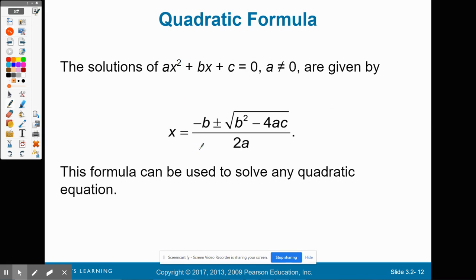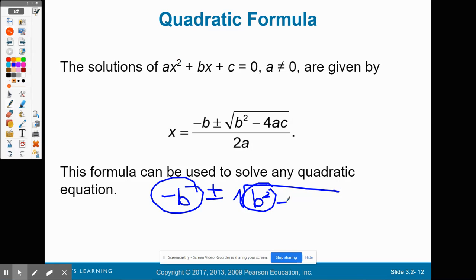Now, I do see a lot of kids make mistakes when they type it in their calculator. So the way Mrs. Bruno always suggests is kids do it like this. Do the negative b in your head. Write the plus or minus. Do the b squared in your head as well. Then write down the minus 4. Do the a times c in your head or with your calculator, then all over 2a, and do that in your calculator.